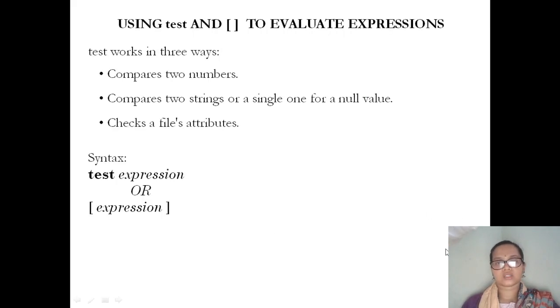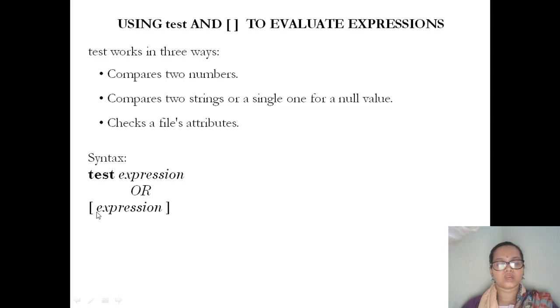Next, test works in three ways: we compare two numbers, we compare two strings or a single string for a null value, and we also check for file attributes. In short, test works on numbers, strings and file attributes. Coming to the syntax, I can give it using the test command, that is test with the expression, or even without the test command by using square brackets, giving the expression within these brackets.